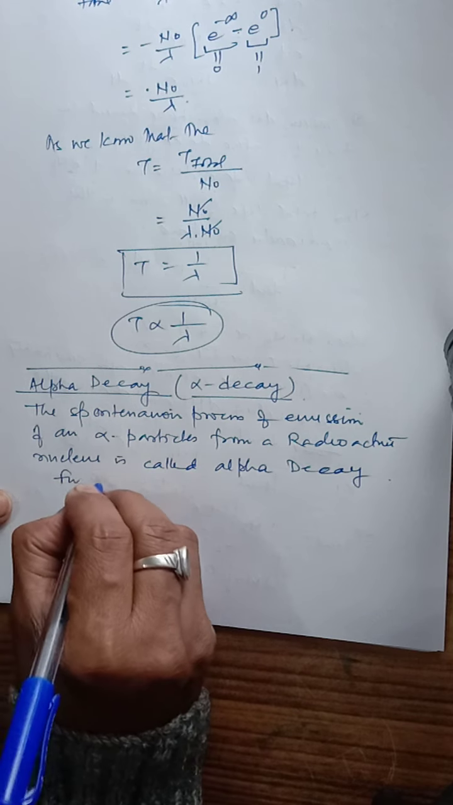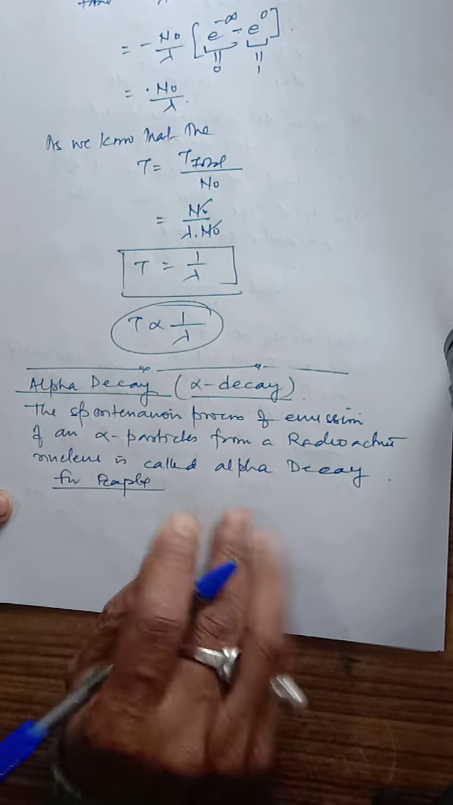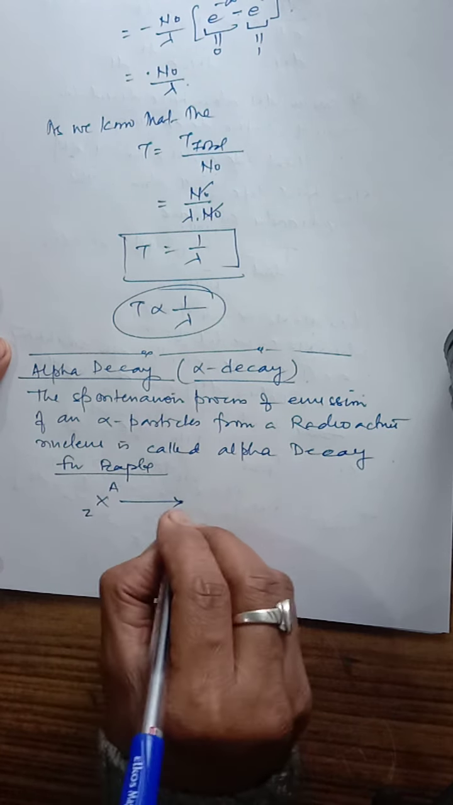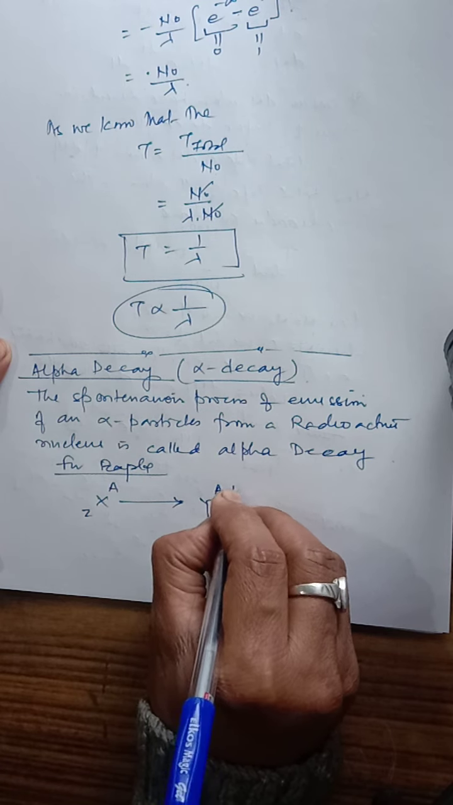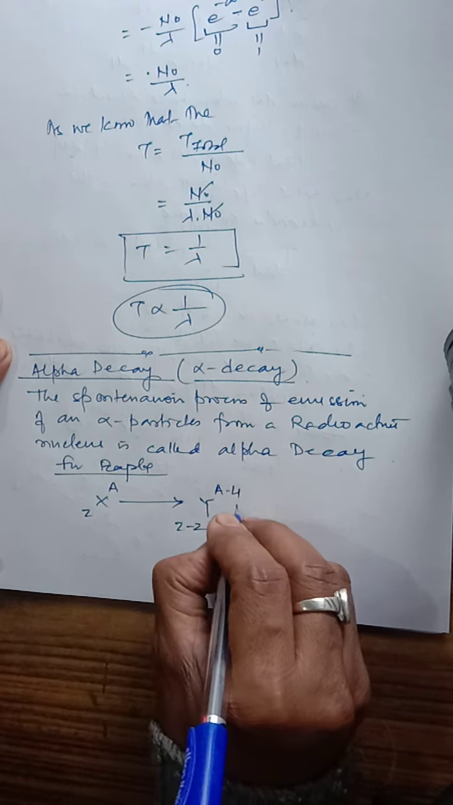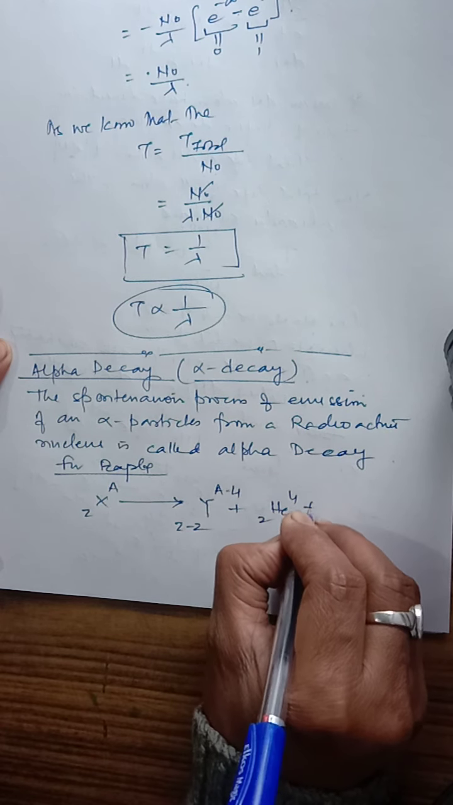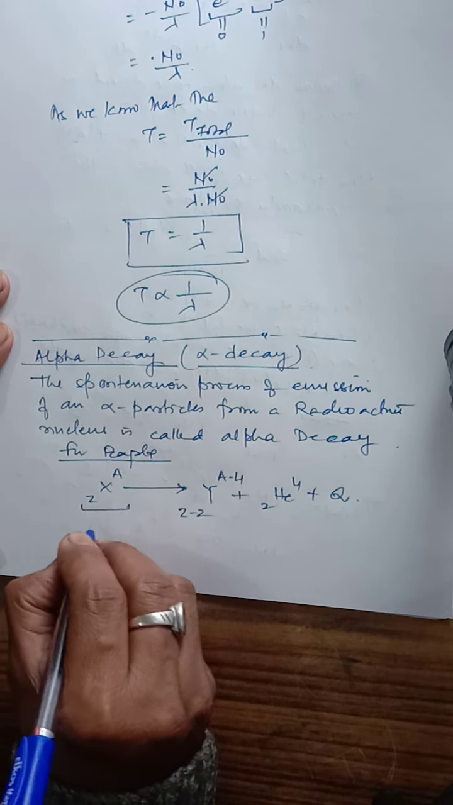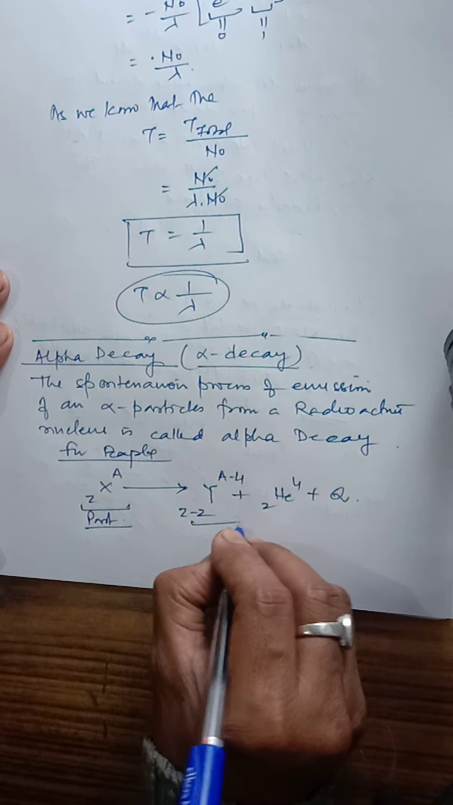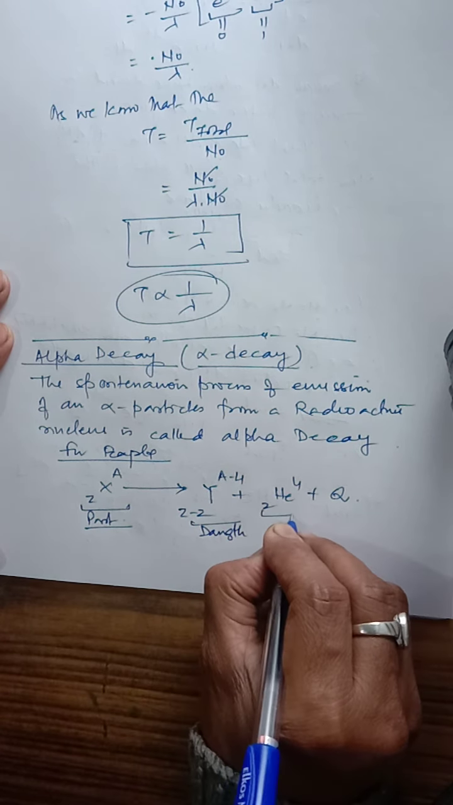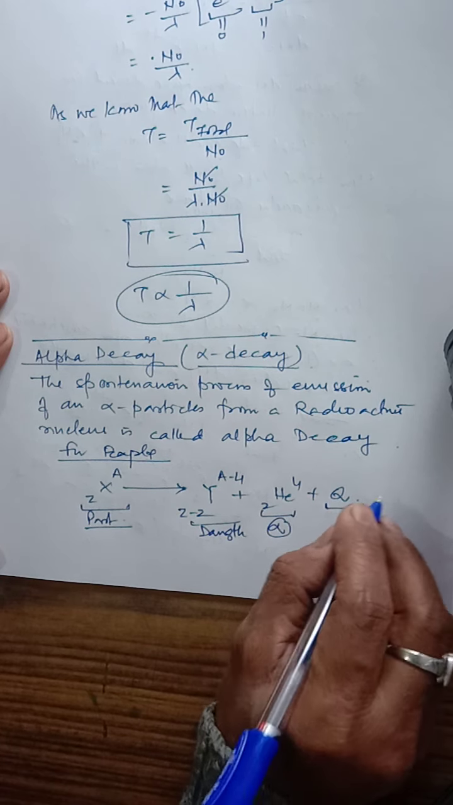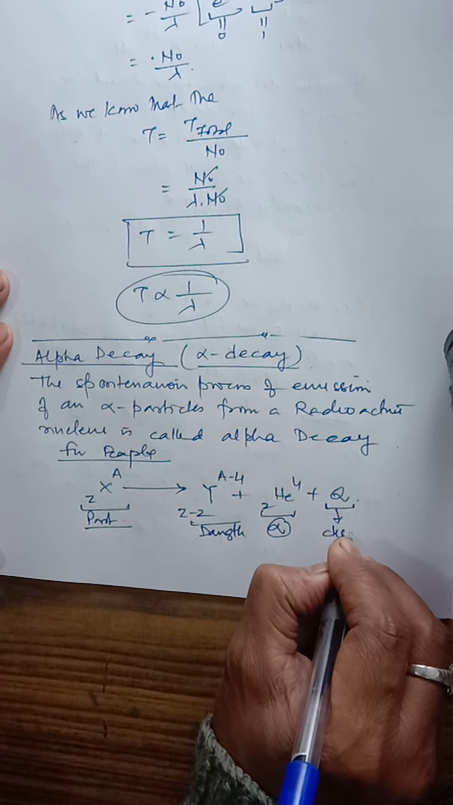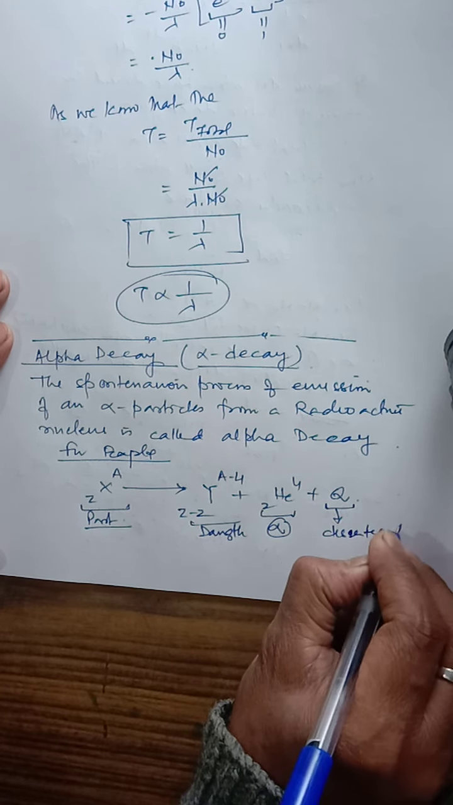For example, suppose we have an element X that disintegrates into Y with mass number A minus 4 and atomic number Z minus 2, plus a helium nucleus, plus Q. This is the parent nucleus, this is the daughter nucleus, this is the alpha particle, and this Q is known as the disintegration energy.